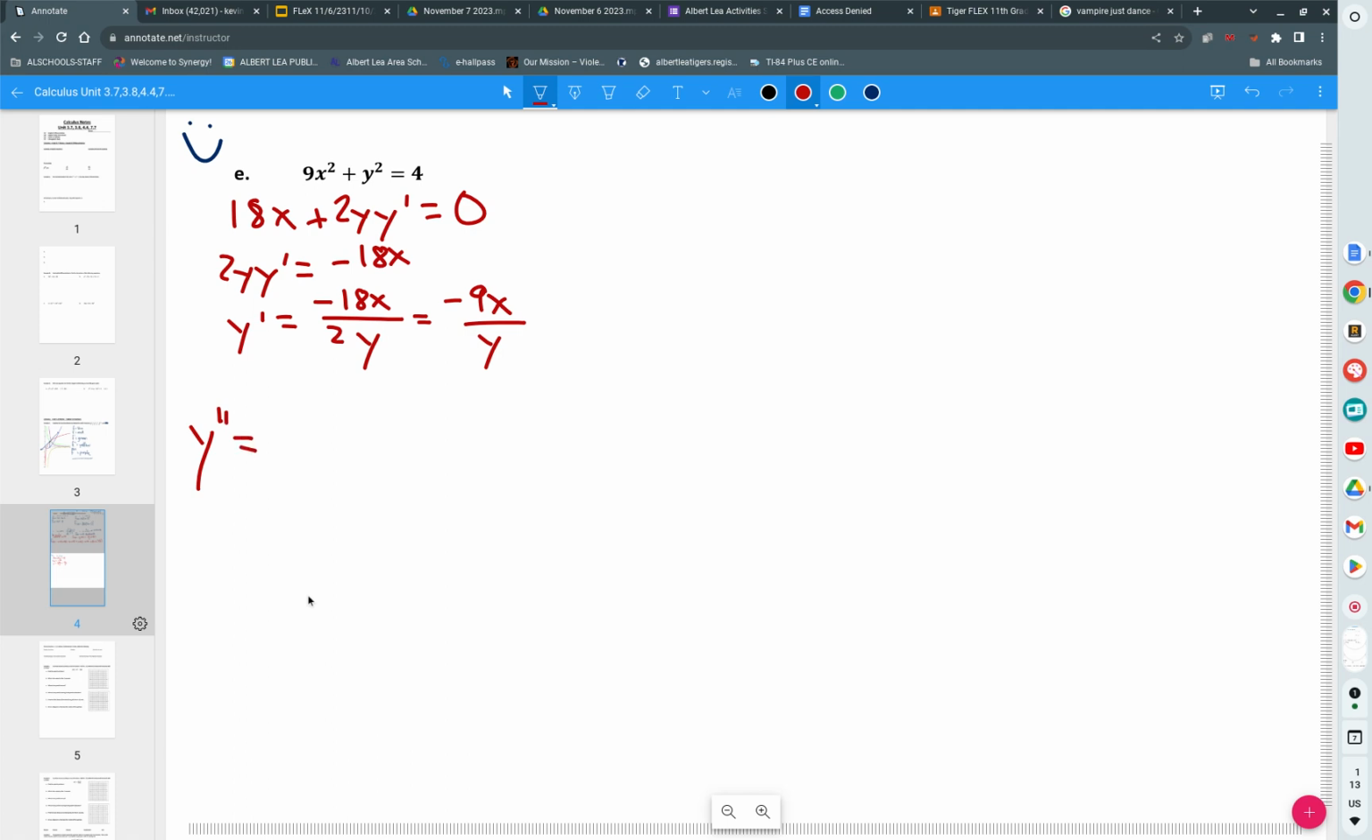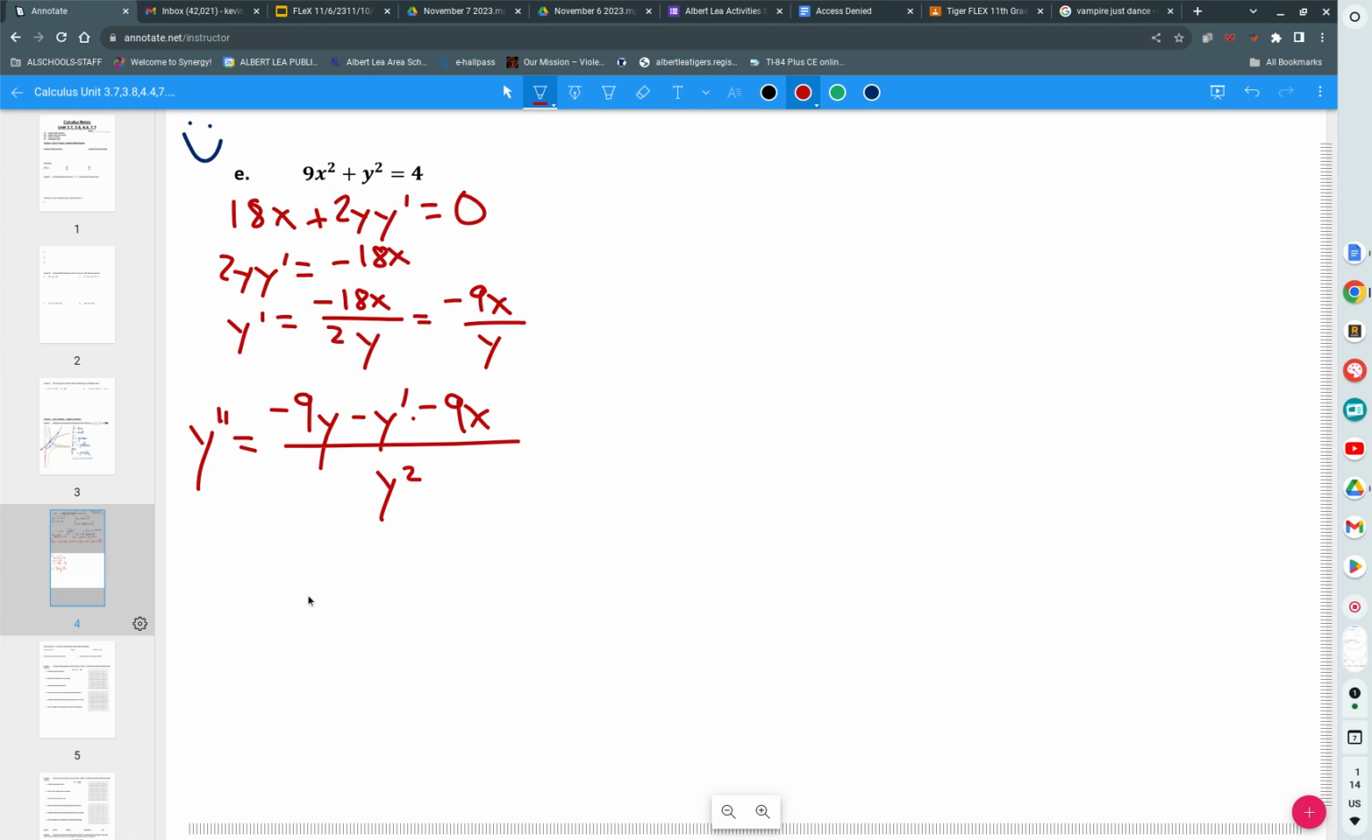The second derivative. How are we going to find the derivative of that? Quotient rule. Derivative of the top, negative 9 times y, minus y prime times negative 9x, all over y squared.